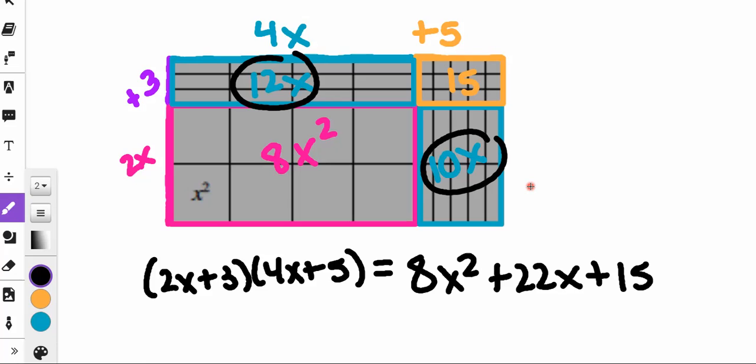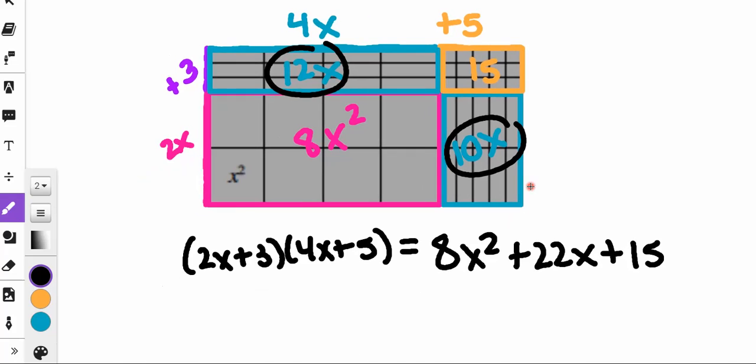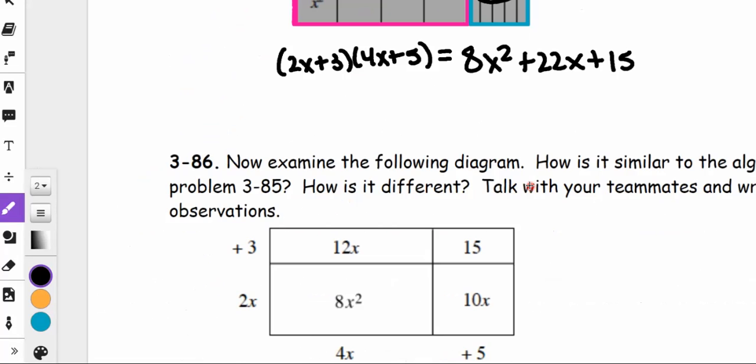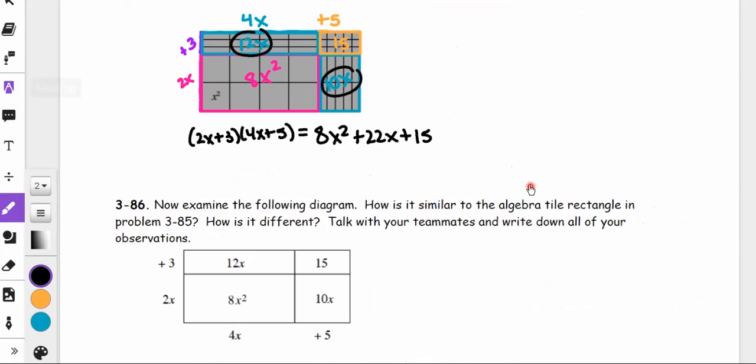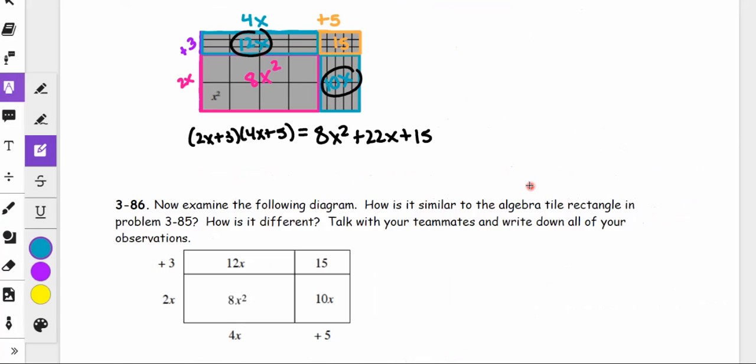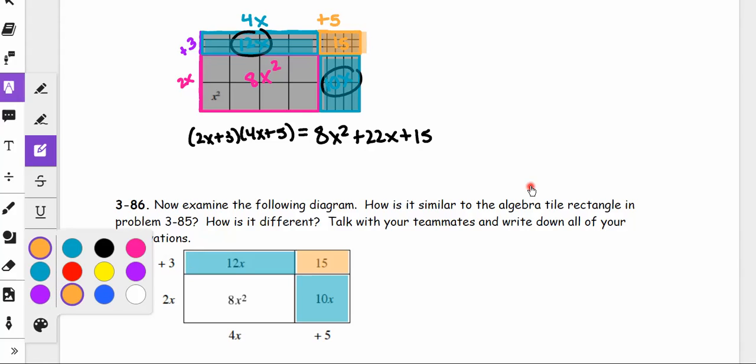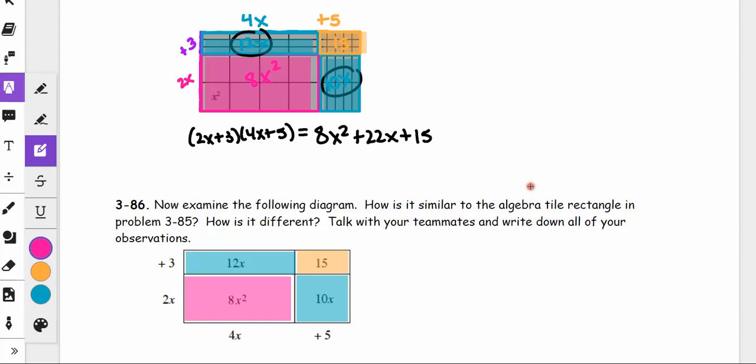Now, it's a pain to draw these out all the time, so we want to think of a different way to do this. So down here, let me just kind of zoom in here. What you'll notice is this section right here is the same as this up here, this 12x. This right here is 10x, but instead of drawing it out, we just wrote 10x. Right here, here's my 15, just like up here. And then I have my 8x squared, which is the same as this 8x squared.